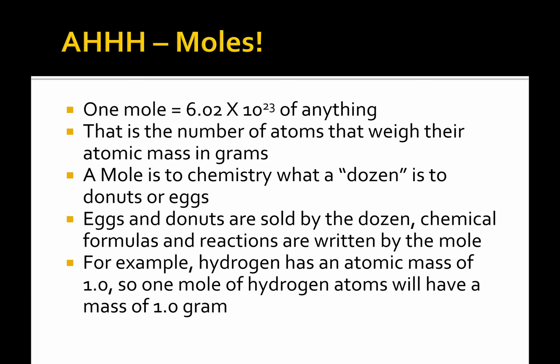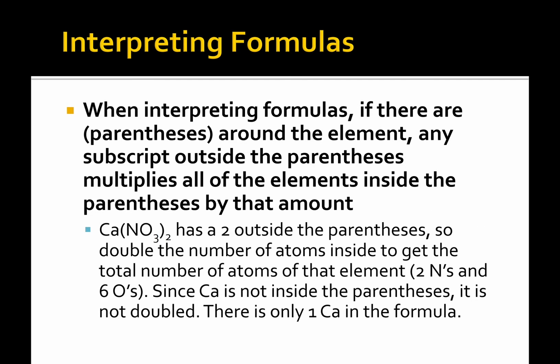So chemical formulas and reactions we're going to write by the mole, and always in whole number moles. We're not going to see anything in the scope of this class dealing with fractions of a mole. For example, hydrogen's atomic mass is 1.0. So if we take a mole of hydrogen atoms, or 6.02 times 10 to the 23rd hydrogen atoms, we're going to have a mass of 1 gram. Seems like a lot of something to only get 1 little gram, or the mass of 1 paperclip worth.